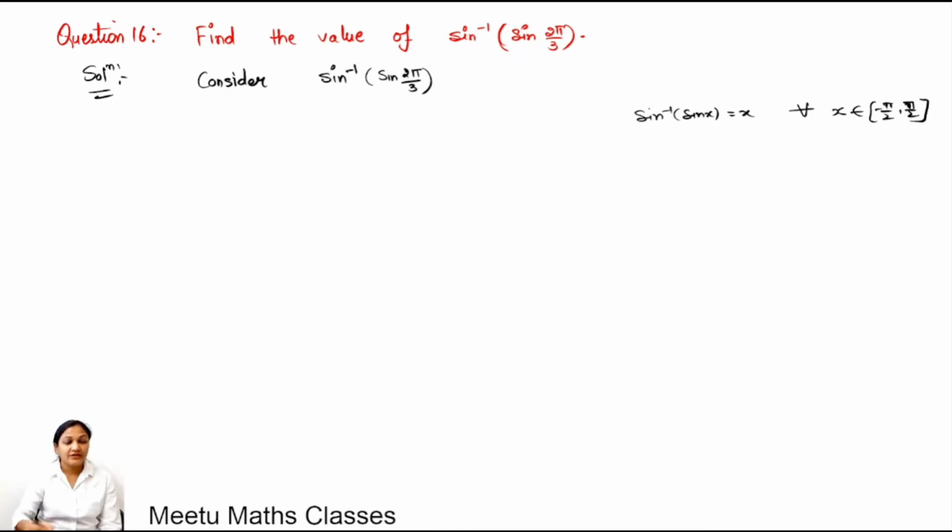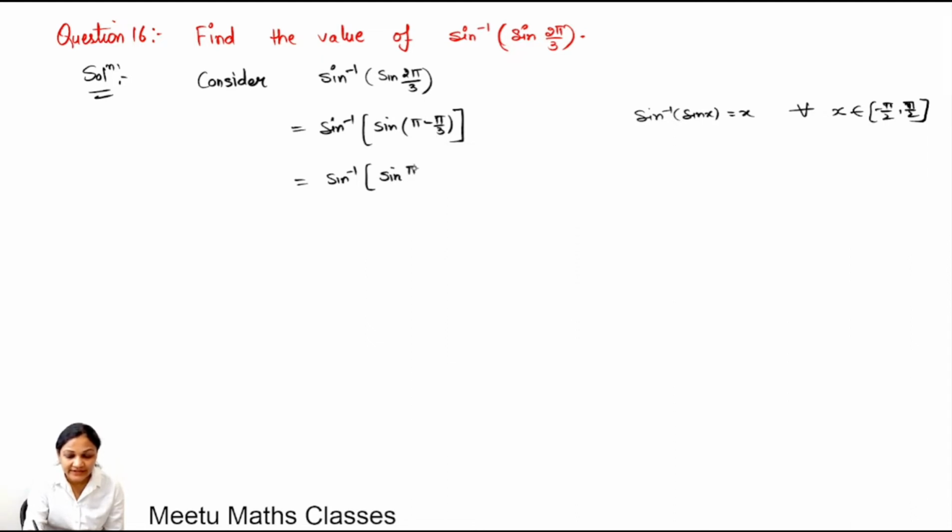But 2 pi by 3 does not lie in this interval, so we are going to reduce our angle. We can write 2 pi by 3 as pi minus pi by 3. And sine of pi minus theta is equals to sine theta. So we can write this as sine pi by 3. Now pi by 3 lies between minus pi by 2 to pi by 2. So sine inverse of sine pi by 3 is equals to pi by 3. And this is the required value of your function.